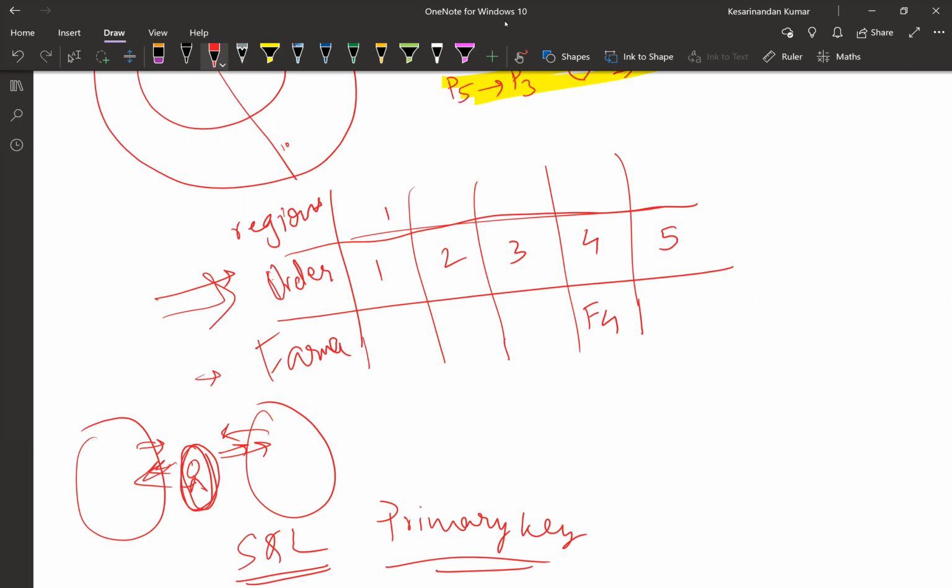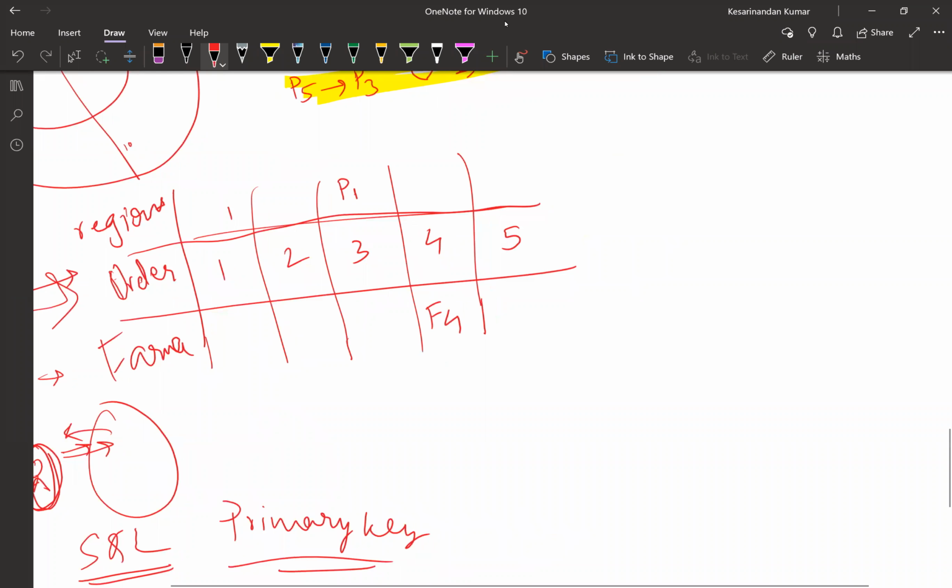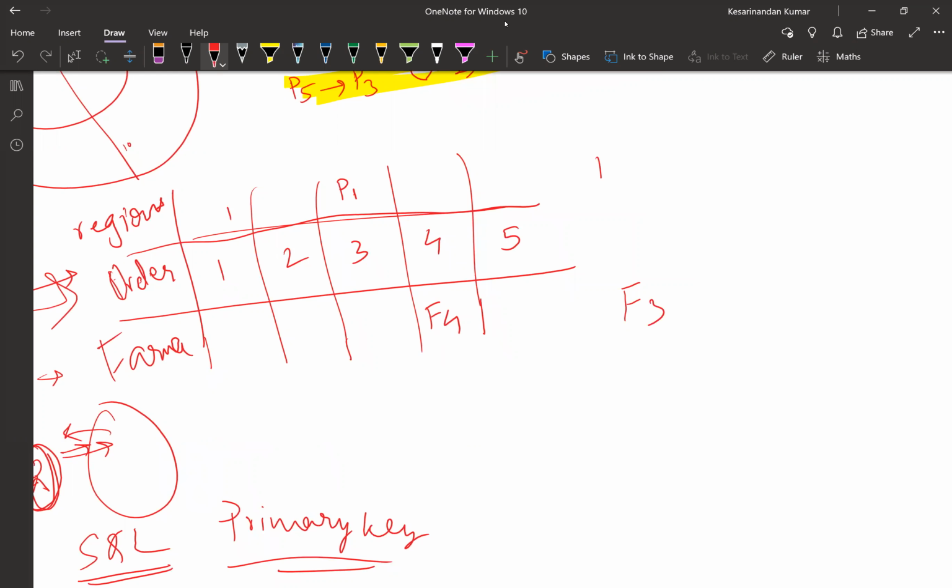Next is stage 3 finished at point P1. Okay, stage 3 finished at P1. Fine. Next, farmer F3 was given work of stage ending at P5. Okay, so farmer F3 was given stage P5. So let's keep that somewhere inside for now.